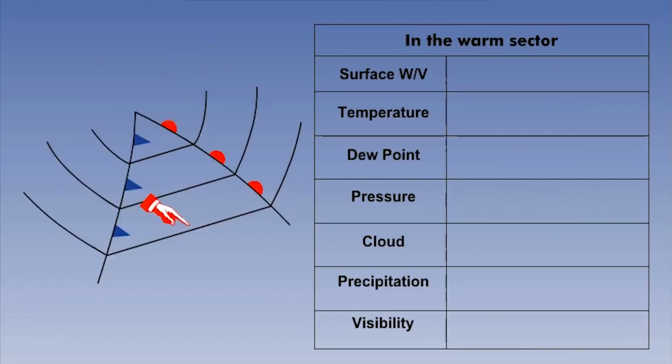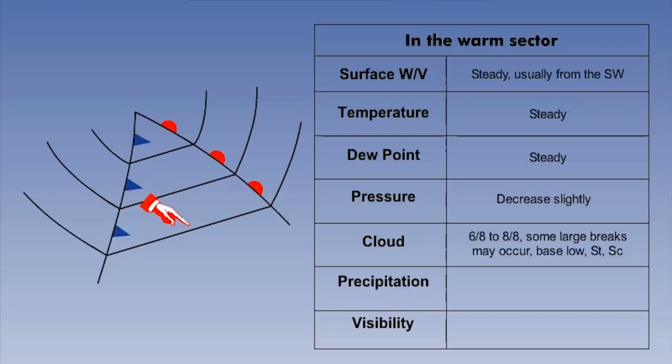In the warm sector, the wind will be steady, usually from the southwest in the northern hemisphere. The temperature will remain fairly steady. The dew point will remain steady. The pressure will decrease slightly. The cloud will remain low and fairly constant. Precipitation will become light and patchy in nature. The visibility will remain poor with extensive fog over high ground.